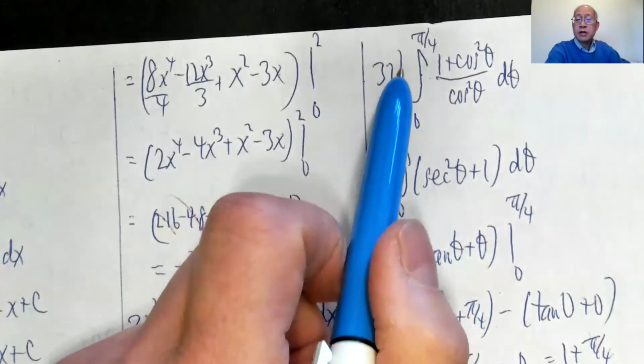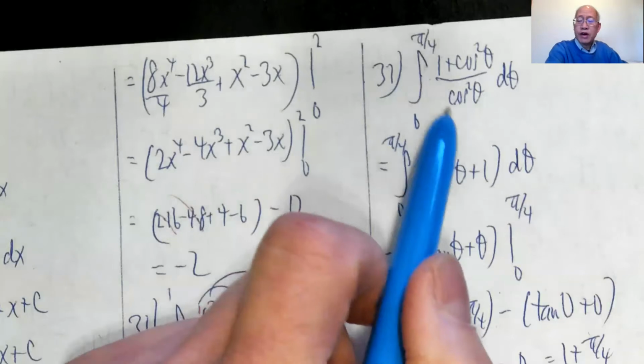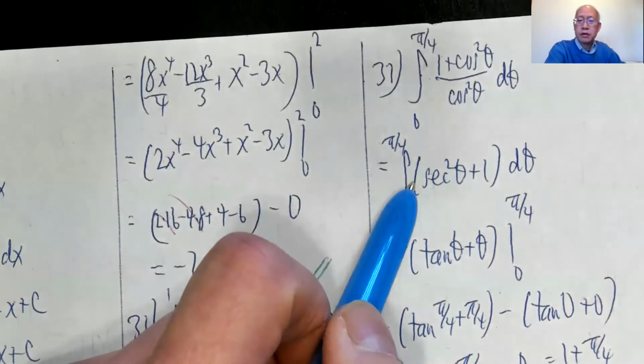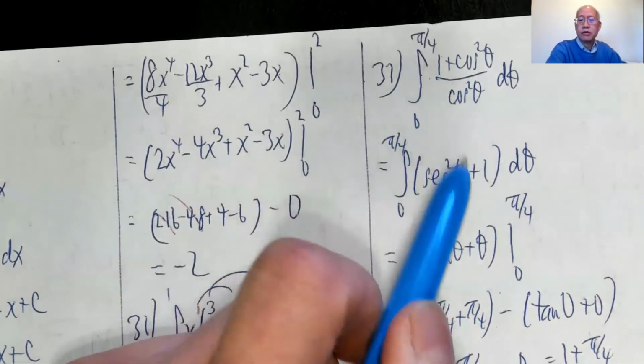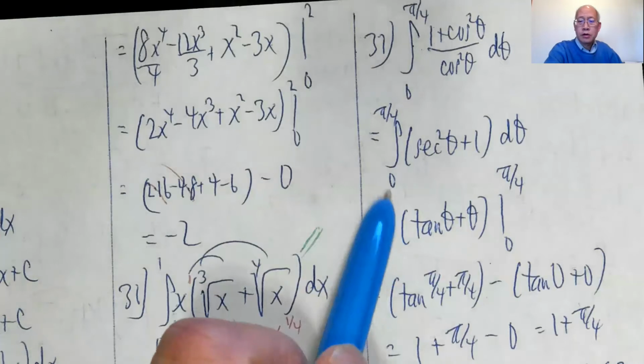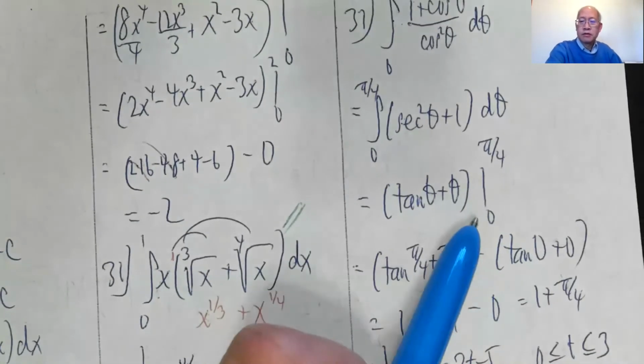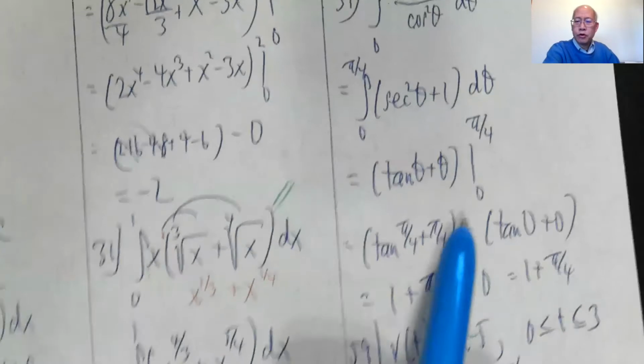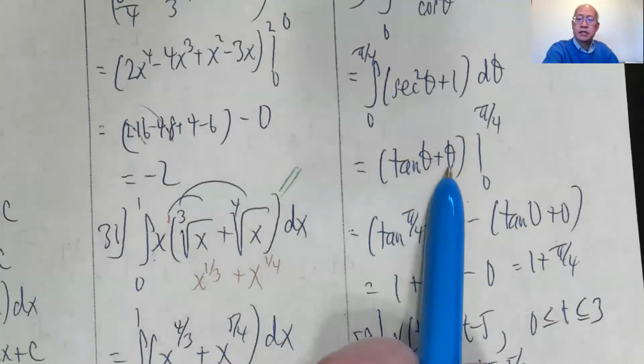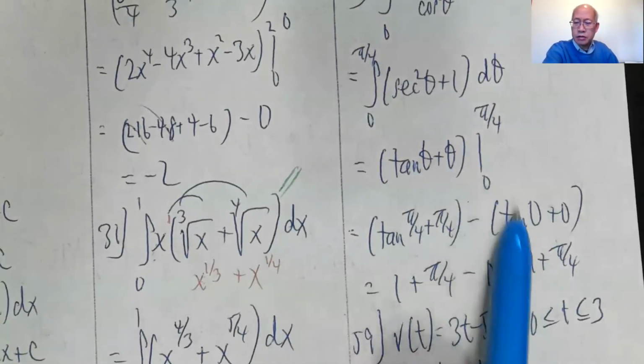Okay, 37. Divide through. 1 divided by cosine squared is secant squared. Cosine squared divided by cosine squared is 1. Okay, so integral of secant squared is tangent. Integral of 1 is theta from 0 to pi over 4. By the way, the tangent of 0 is 0 plus 0. So when I plug in 0, I get 0.